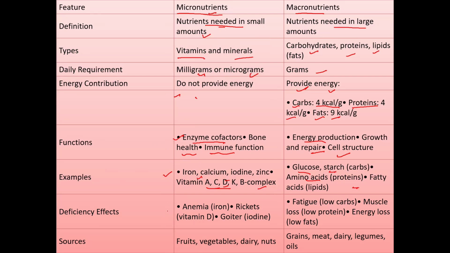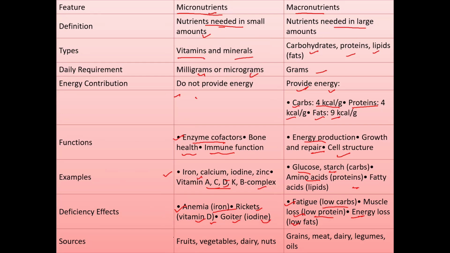Deficiency. What happens if some micronutrient or macronutrient is deficient in our body? It leads to diseases such as anemia, from lack of iron, rickets, from vitamin D deficiency, and goiter, from deficiency of iodine, whereas macronutrient deficiency causes fatigue from low carbs, muscle loss from low protein, and energy loss from low fat.